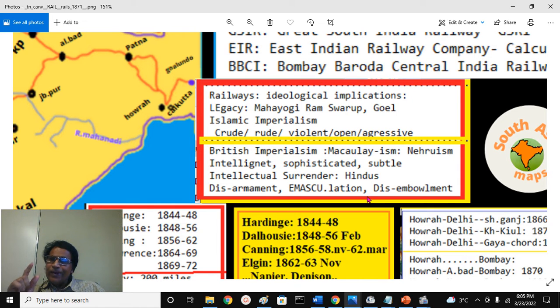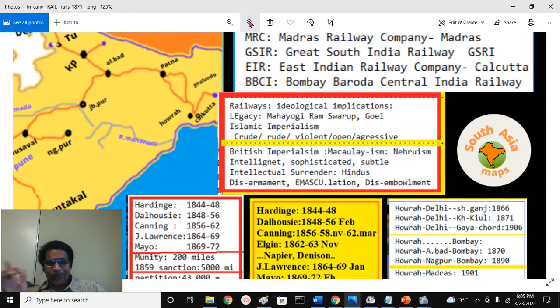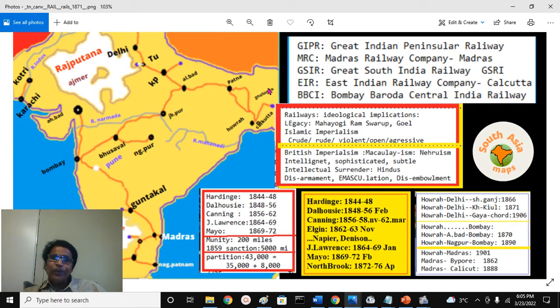So railways played a very important role in the development of Macaulayism, Nehruism, today's Macaulayites, secularism, Khalistani separatism, large-scale conversion of Hindus into Christianity, and Sikh separatism. All are one part, and railways played a very important role. That's the point I would like to mention.